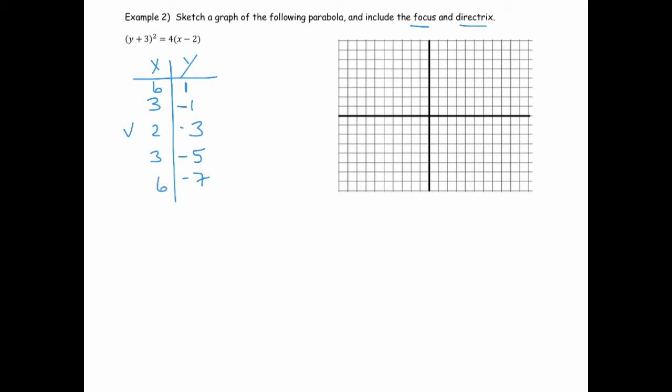So we can plot those points. 2, -3. There's our vertex. We've got 6, 1. We've got 3, -1. You've got 3, -5. And we've got 6, -7.